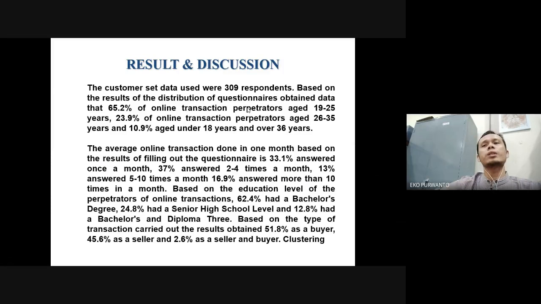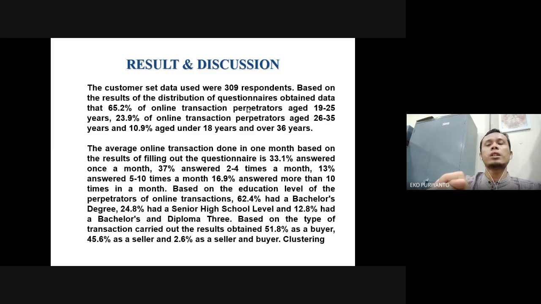Results and discussion. The customer data used were from 309 respondents. Based on the results of the distribution of questionnaires, 65.2% of online transaction perpetrators were aged 19 to 25 years. 23.9% were aged 26 to 35 years, and 10.9% were aged under 18 years and over 36 years.